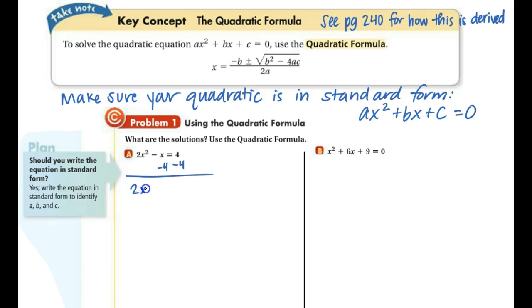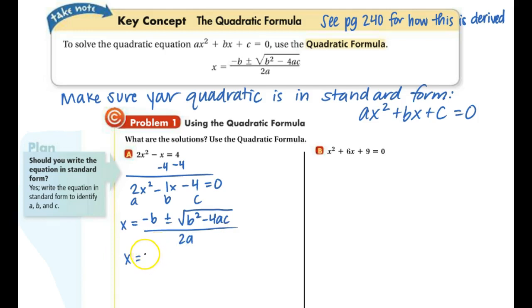So that means we have 2x squared minus 1x minus 4 equals 0. From there we can identify what our a, b, and c values are. So a is 2, b is negative 1, and c is negative 4. From there we're going to be using the quadratic formula to find our solutions. So I'm going to write the general quadratic formula first so we can work from there. Okay, so we're taking our b value, so we have negative 1 plus or minus the square root of negative 1 squared minus 4 times 2 times negative 4, all over 2 times 2.